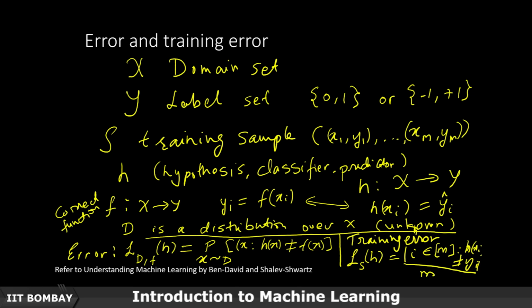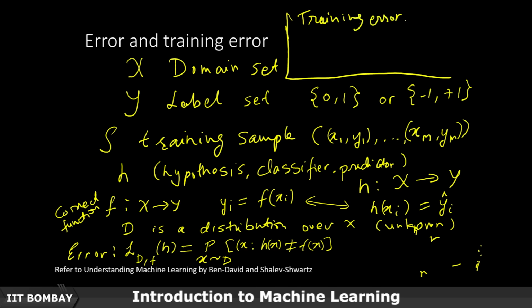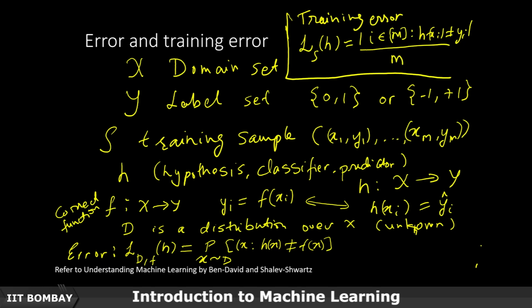So overall our error is going to be, let me write it in a clearer way here. The training error is the loss over S for a given hypothesis, and that is basically if we count all i that belong to 1 to m for which h(x_i) is not equal to y_i, and we divide it by the total number of samples. So basically it is the misclassification rate. So this is what we can reduce, but what we are actually interested in reducing is the error over D, not over S.